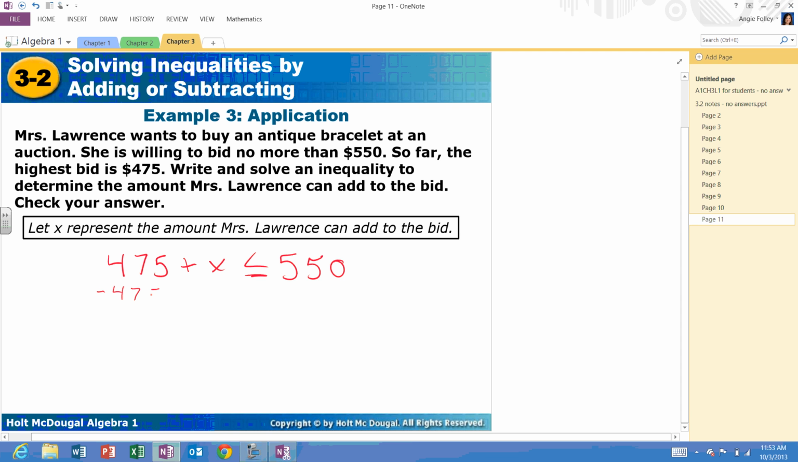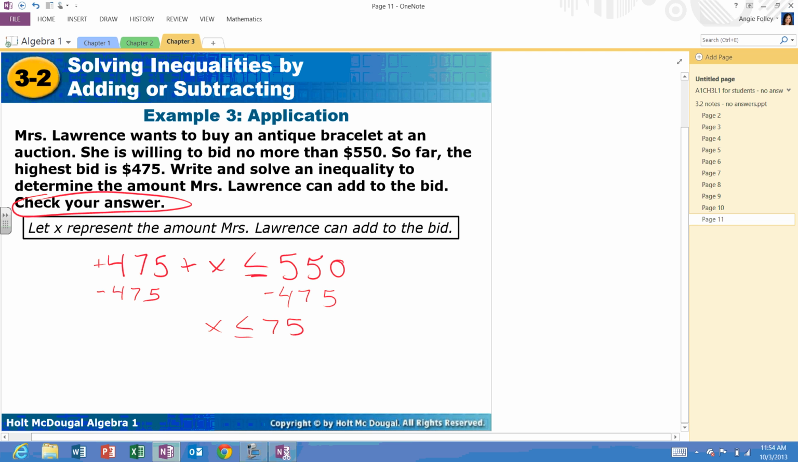Let's solve it by subtracting 475 from both sides because we know there's a positive up here. If we subtract, we're going to get X is less than or equal to $75. Okay, so that means that she can spend or bid up to $75 more. So anything up to $75. She can bid 50, 60, anything up to 75. And then finally, it wants us to check our answers.